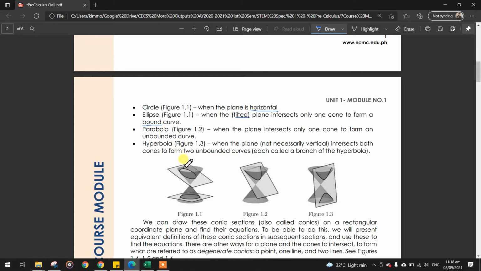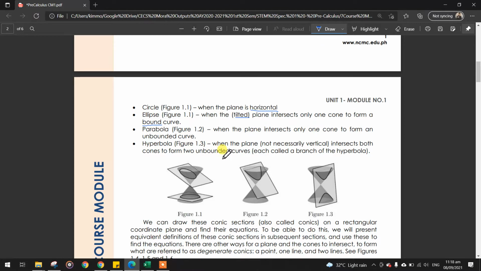So naka-tilted ang imong plane, so nakatakilid siya. So imagine na lang, so nakay cone, then imo siyang slice patakilid. Then pag slice nimo maka-form na dayon ka og kaning bounded nga curve, meaning close siya nga curve. That is what you call the ellipse.